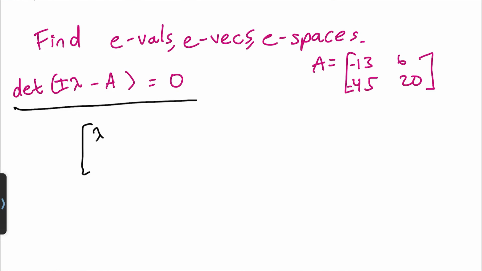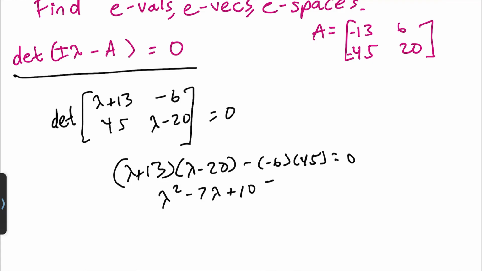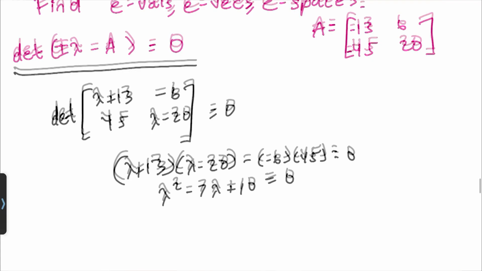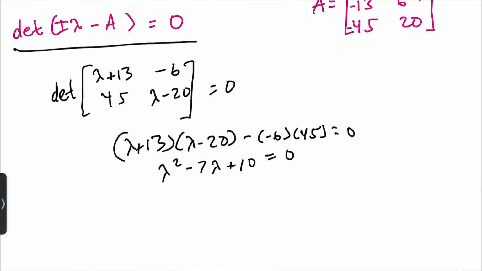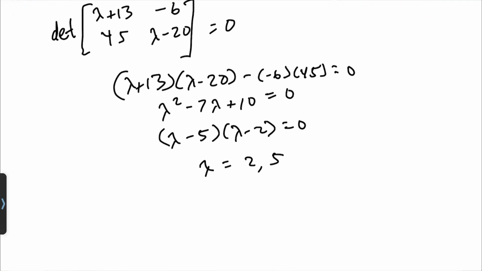I'll have a lambda here, and I'll be adding 13 since that is the opposite of negative 13. So 6 will become negative 6. Negative 45 will become 45, and then I want to add another lambda to this diagonal, be negative 20. And so that determinant will equal 0. Further expansion on this equation will give you this, which you can solve for lambda, like so. So then lambda equals 2 and 5. So now we can plug in lambda into our original matrix A here.